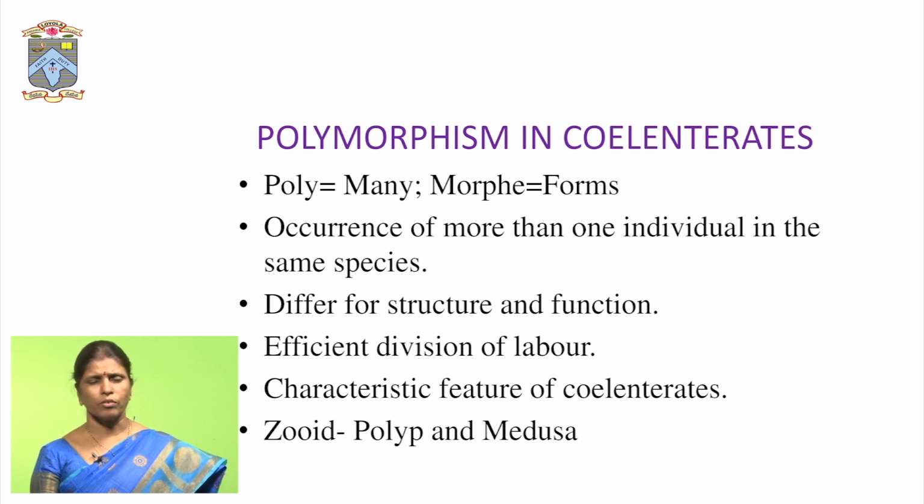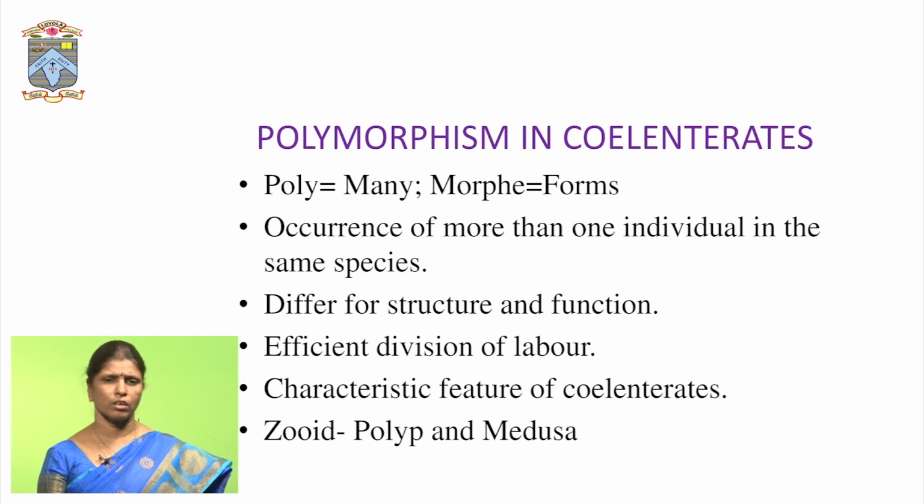In these animals we can see the occurrence of more than one individual type in the same species. That is why this phenomenon is called polymorphism. What is its significance? The significance is division of labor.